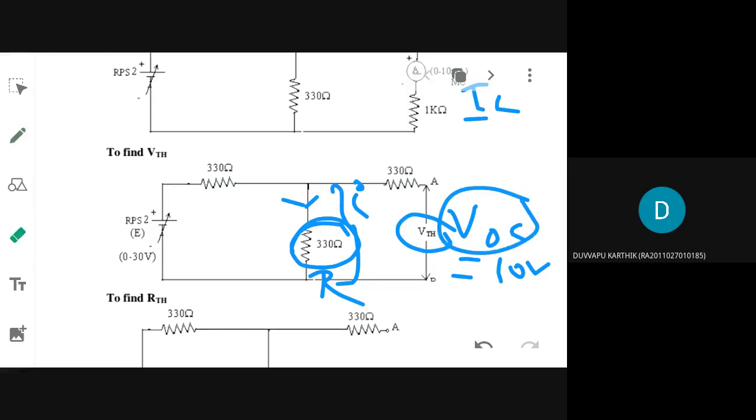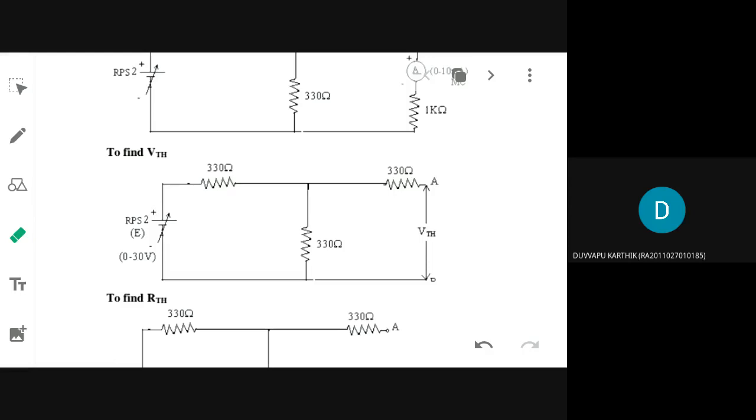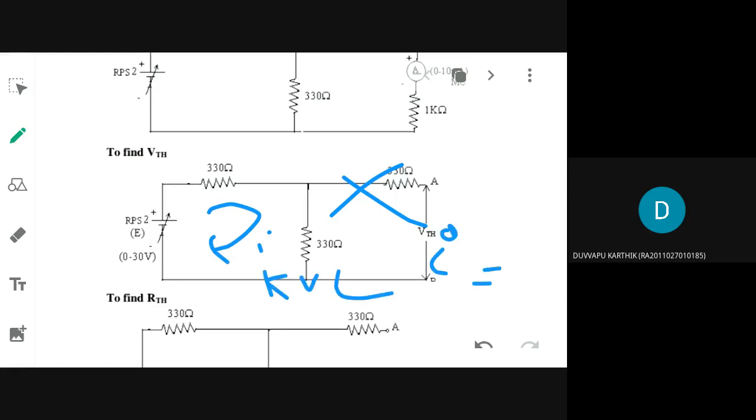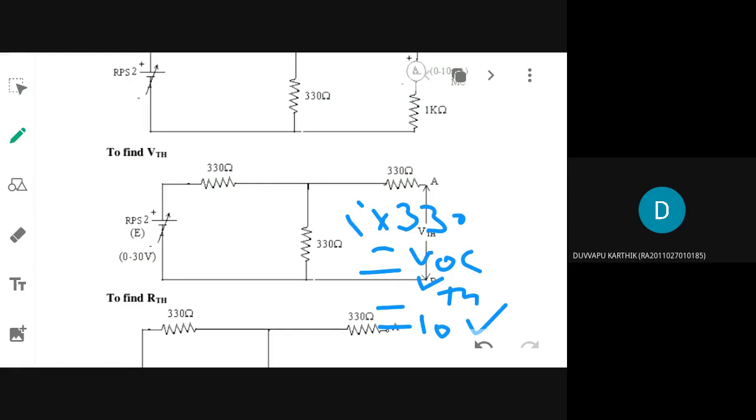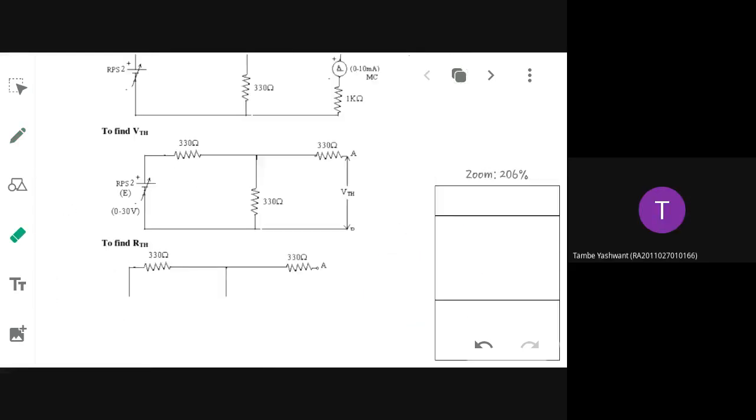For that purpose, this is open, so this terminal will not come into effect. You assume a current here, write the KVL equation, find out I. Understood? Here you are having 20 volt. Then if you find I, you can multiply that I value with the 330. That will give you VOC or V Thevenin. That should be equivalent to 10 volt, which you got by simulation. Understood how you have to verify V Thevenin.